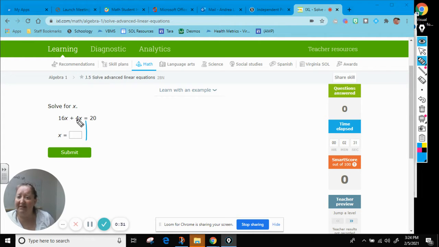Well, I can combine these like terms, right? 16x and 4x is 20x, and then it's equal to 20. Now, I'm just going to separate these. They're together with multiplication. I do the opposite. I divide by 20, divide by the coefficient, and those cancel out. And so I have x is equal to 1. Okay.